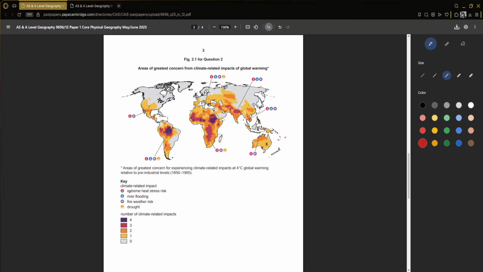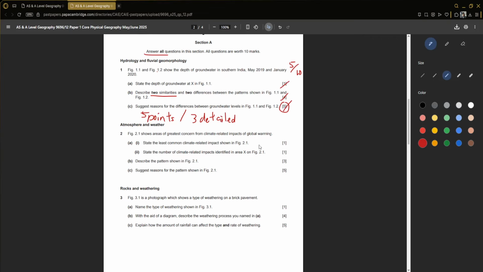For extreme heat stress risk, you can see that it's everywhere, so it's definitely not that. For river flooding, there are 1, 2, 3, 4 areas, so there might be that. Fire weather risk, there's 1, 2, 3, 4, 5, 6 everywhere, so it's definitely not that. Drought is 1, 2, 3. So the lowest is droughts, and therefore you can say droughts, and that's a free mark.